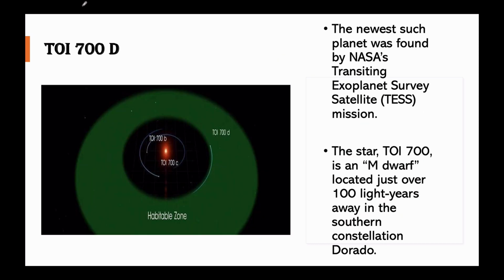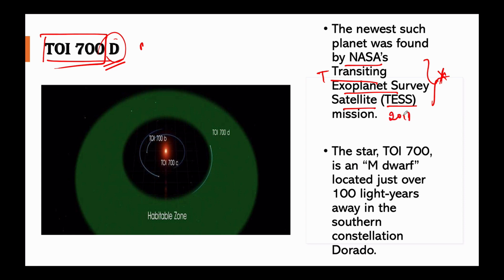Now coming to this planet which was recently found, TOI 700d. Here the name of the star is this. They are just adding B, C and D for the planets revolving around it. So this is the newest such planet, found by NASA's Transiting Exoplanet Survey Satellite. This is very important here. This mission, TESS, was launched in 2018.